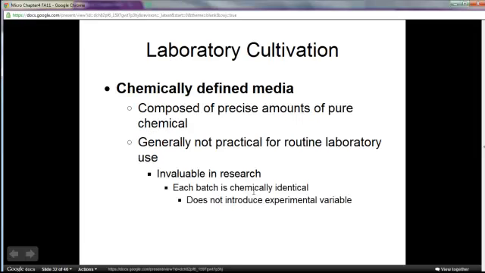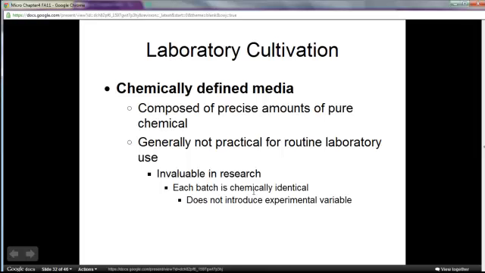Now, the opposite of complex media is going to be defined media. This is a scenario in which we know the exact chemical formula of everything placed in that mixture. For instance, if there's salt, sodium chloride, in the mix, or if there's glucose in the mix, C6H12O6. We know these chemical formulas.